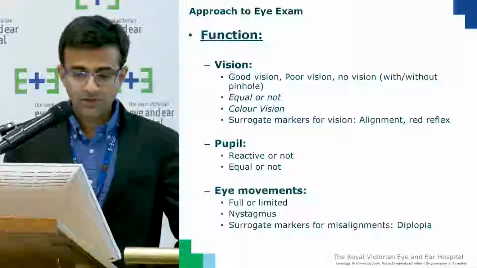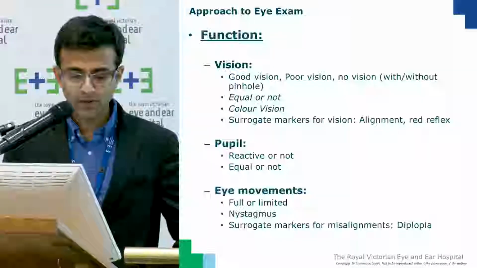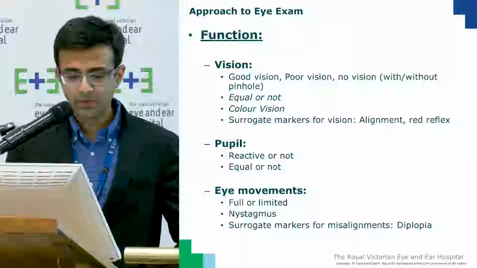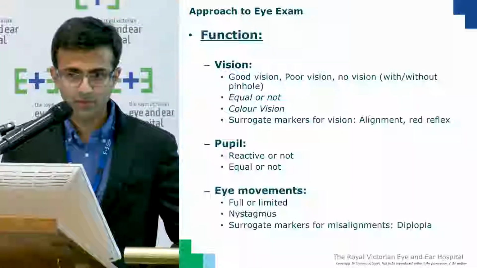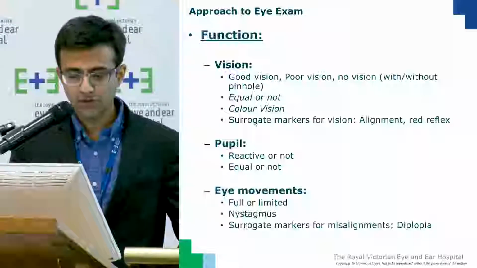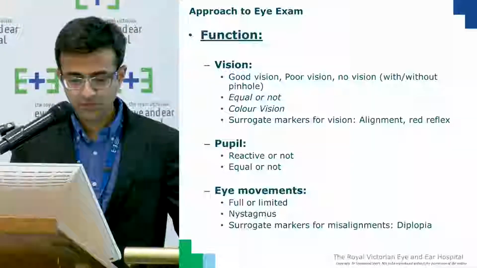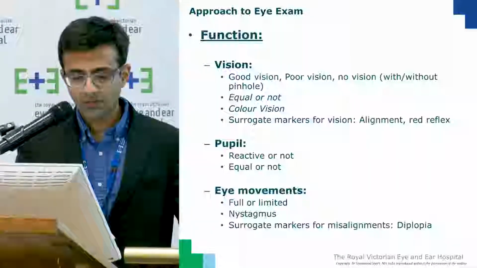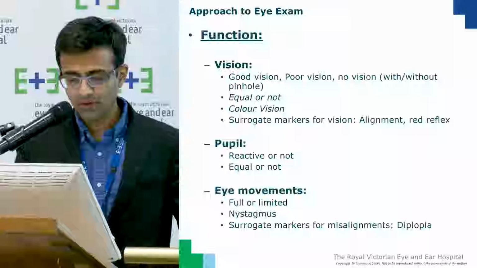Eye exam function is also vision, pupil, and eye movement. So it's either good vision, poor vision, or no vision. By good vision, I would consider 6/12 or better: 6/12, 6/9, 6/6. Poor vision or no vision is a gross assessment of how you can classify it. Whether the vision is equal, what their color vision is doing, which I'll come to later.